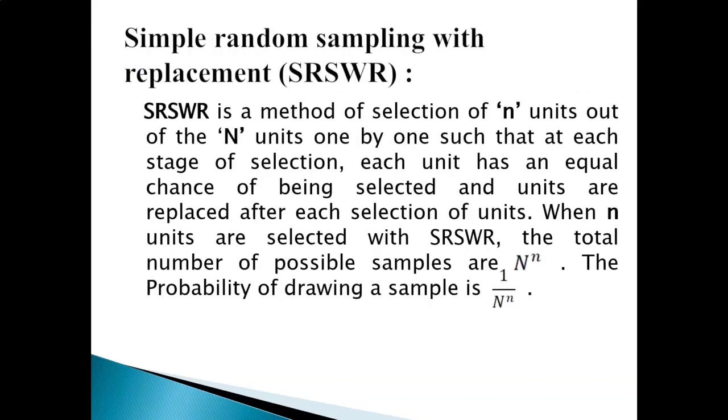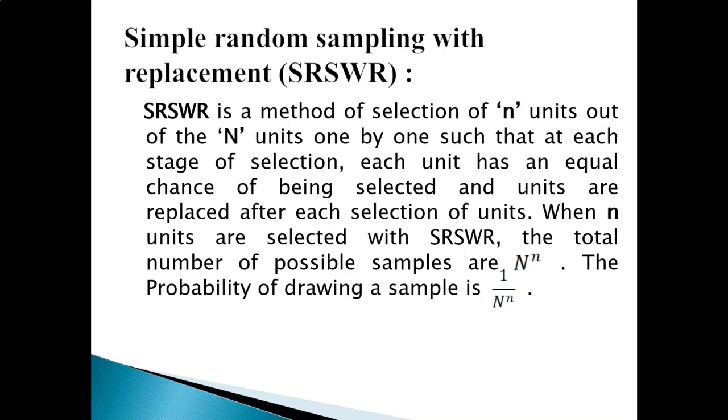So in simple random sampling, first we will look at with replacement. Simple random sampling with replacement, SRSWR, is a method of selecting small n units out of capital N units one by one, such that at each stage of selection each unit has an equal chance of being selected, and units are replaced after each selection. In statistics, the small letter denotes the sample, and the capital letter, as we can see in the slide, denotes the population.